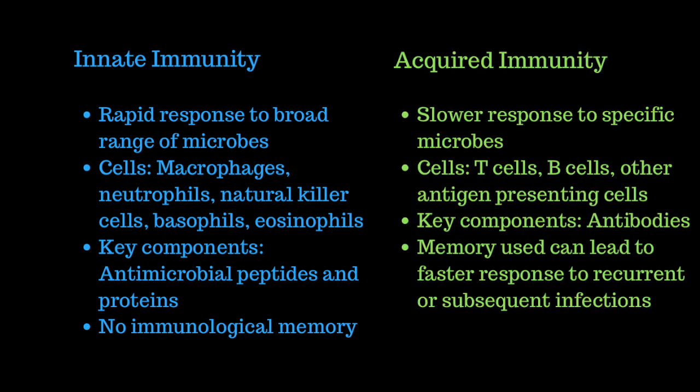Adaptive or acquired immunity, on the other hand, is activated by exposure to pathogens and uses an immunological memory to learn about the threat and enhance the immune response. The adaptive immune system relies on fewer types of cells, T cells, B cells, and other antigen-presenting cells, than the innate immune system to perform its functions.